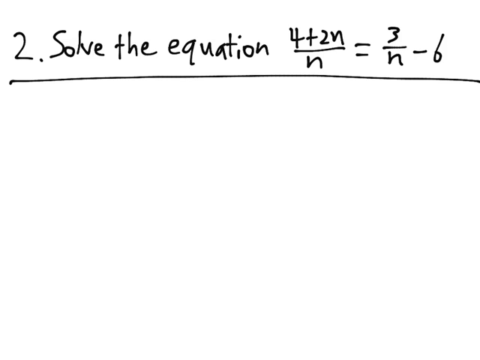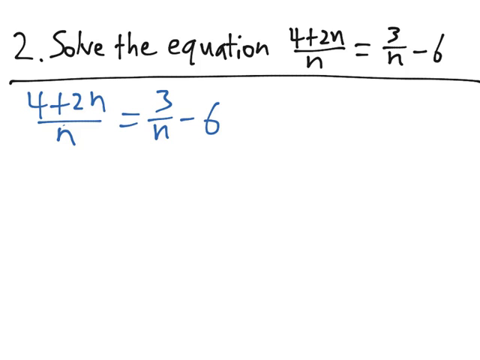Problem 2. Solve the equation 4 plus 2n over n equals 3 over n minus 6. First, let's write out this equation. 4 plus 2n over n is equal to 3 over n minus 6. We want to turn this into a proportion so that we know how to solve it.